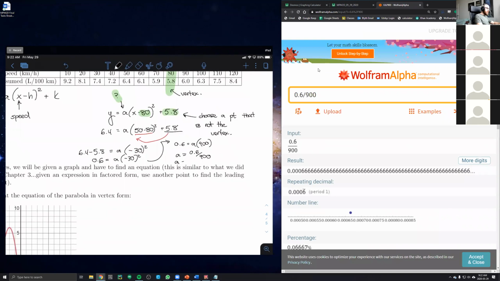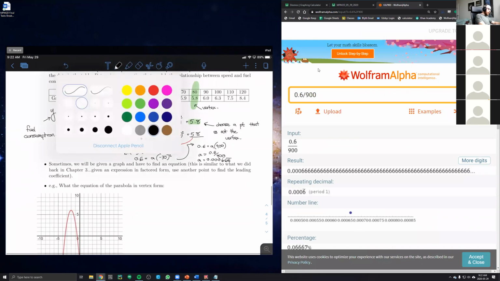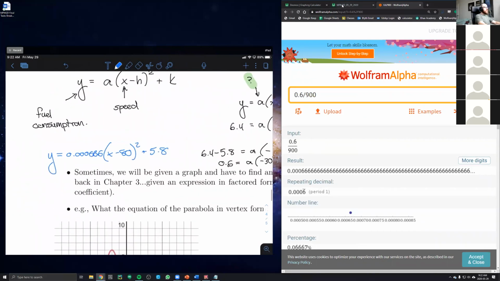So this a value is equal to 0.000 and then 666 repeating. Okay. So therefore, our final expression is y equals 0.000666 times (x minus 80) squared plus 5.8. Okay, and let's see how close that ends up being.